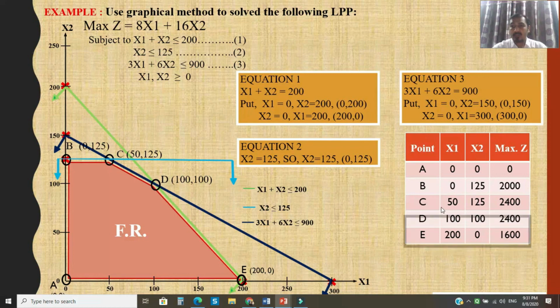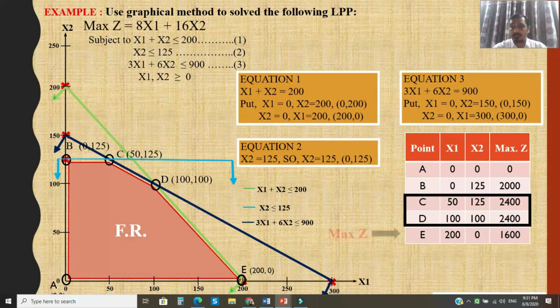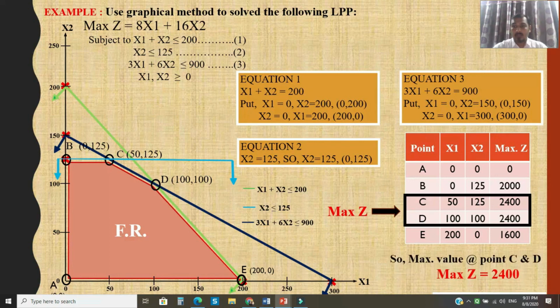It is represented by this box. So this is the maximum z. There are two points, so we get the multi-optimal solution. These types of solutions are called multiple optimal solutions. So here the maximum value is at points C and D, where we get the maximum Z as 2400. Clear?